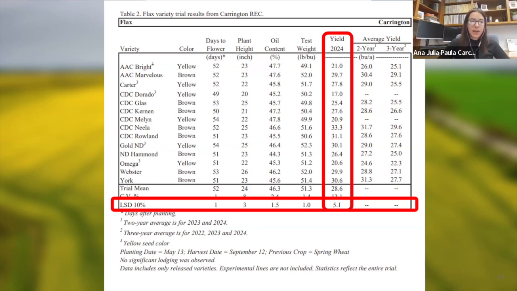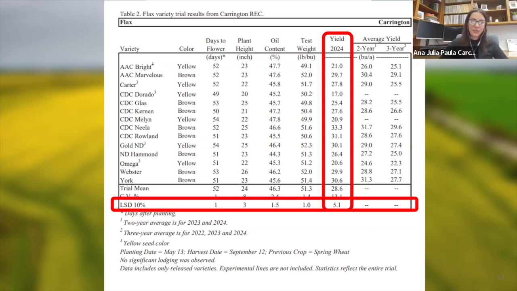If we compare Marvelous with Carter, we can see that Marvelous seems to be higher because it's closer to 30 and Carter is closer to 28, but they don't have this 5 bushels difference. So they are not statistically different. So just for you to consider that.